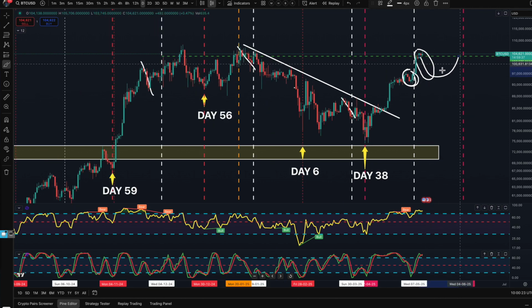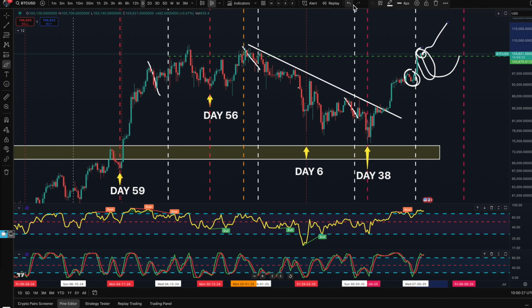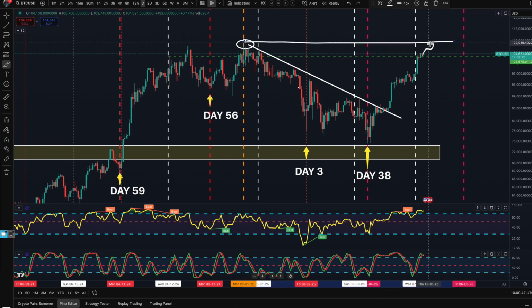So let's see if that develops, or whether Bitcoin wants to just power ahead and start moving to higher levels. And we would find with a higher probability that if it did want to go higher, we would get some sort of a resistance at the previous high of 109,000. That would be the natural place for it to have a pullback.